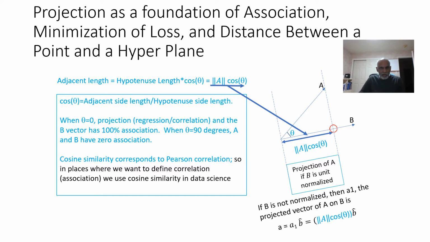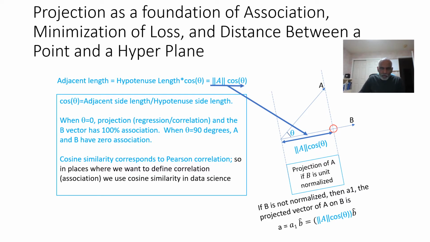That's another interpretation. And finally, cosine theta is considered a similarity measure, because when theta is equal to 0, the A vector lies on the B vector, and the angle is 0. In that case, cosine 0 is 1, which basically says that A is in the same direction as B. On the other hand, in the extreme case where theta is 90 degrees, the A vector is perpendicular to the B vector at the origin, and cosine 90 is 0.